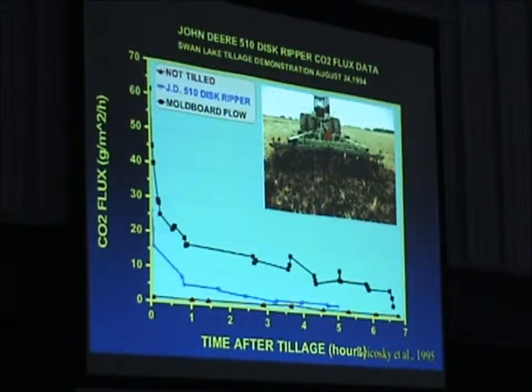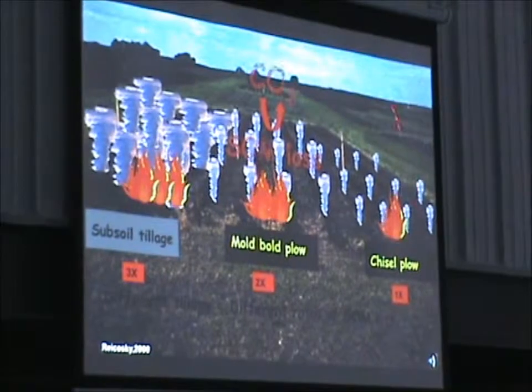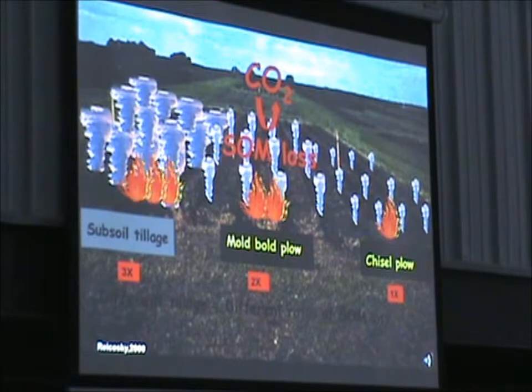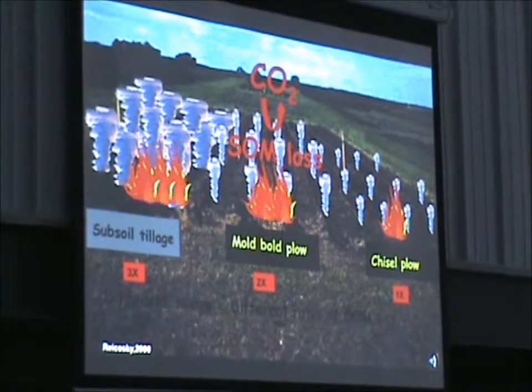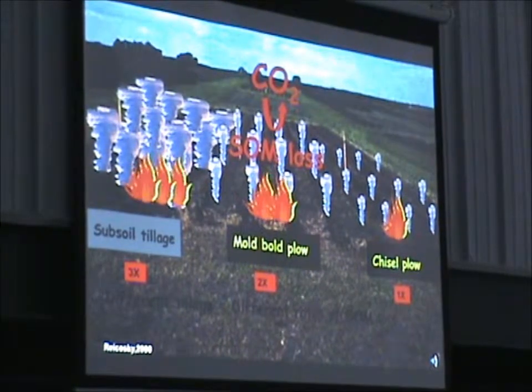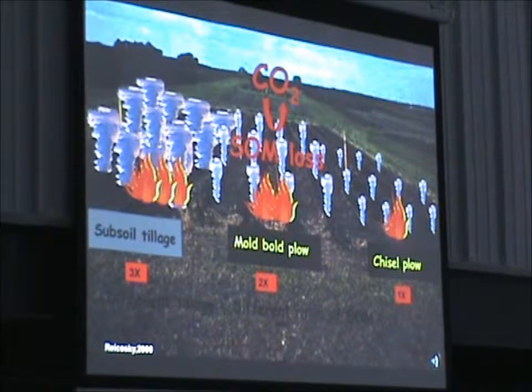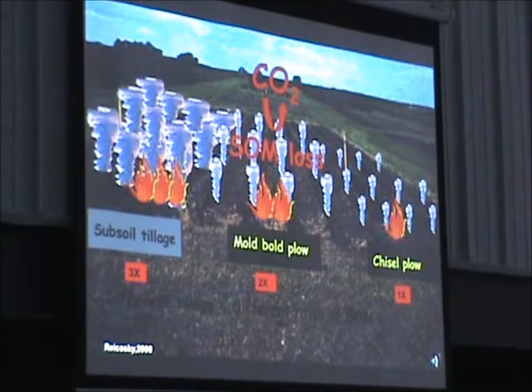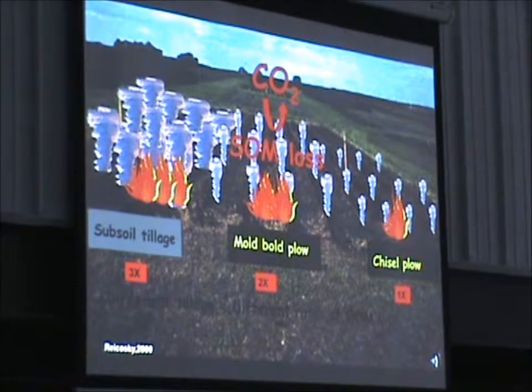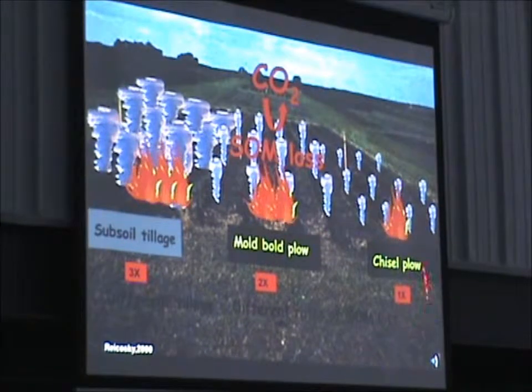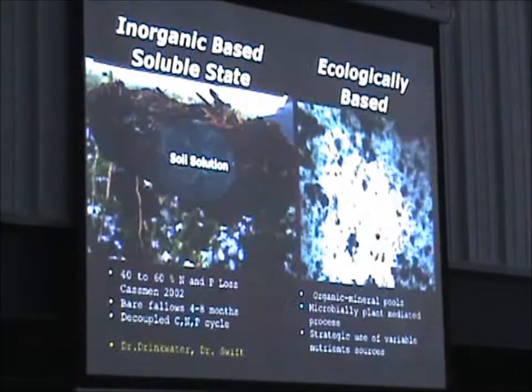Those microbes start going crazy. Look how much carbon is being lost in those systems. And to me, the worst one is the disc. But I'm only touching the upper inch. That's where my microbes are, the upper 2 or 3 inches. And the vertical till is just a glorified disc. To me, this is what it's about: not losing carbon and mineralizing.